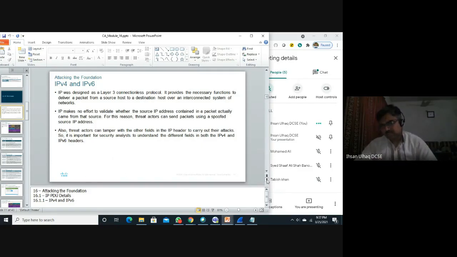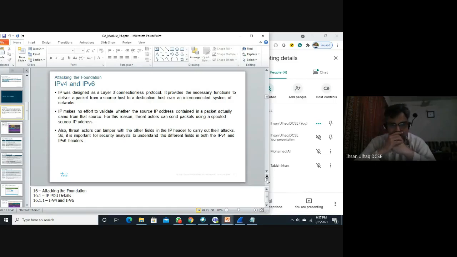So IP was designed as a layer 3 connectionless protocol. It provides the necessary functions to deliver the packet from the source to the destination, right? IP makes no effort to validate whether the source IP contained in the packet actually came from that same source. For example, you are sending your letter and you write your own address wrong. The post office never asks if you have written your name wrong, or your city, street, or home address wrong. No. So IP is very much similar.